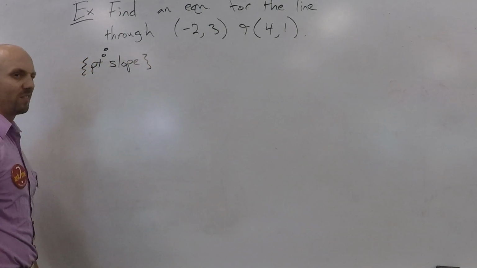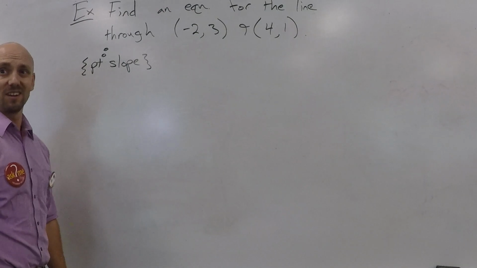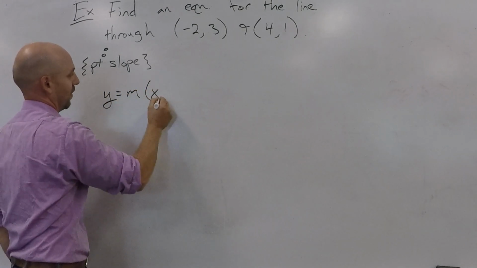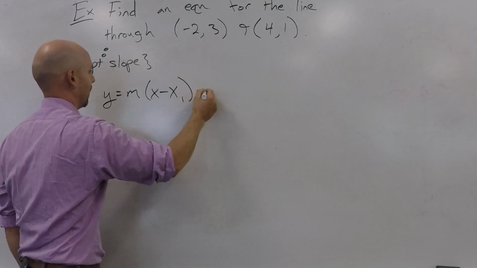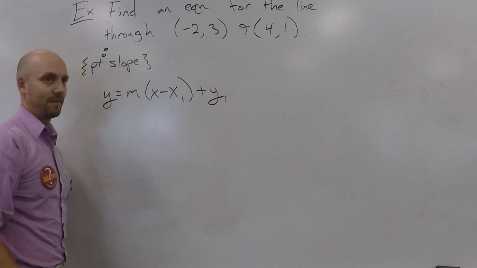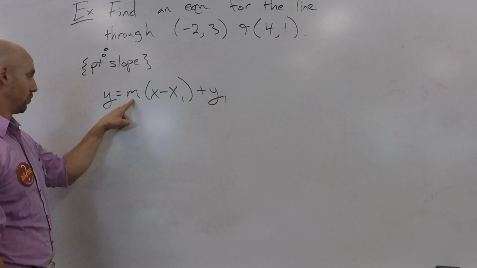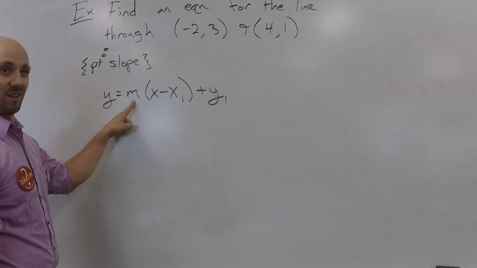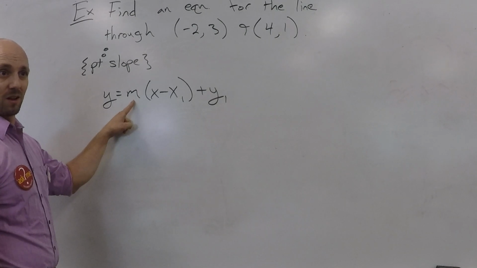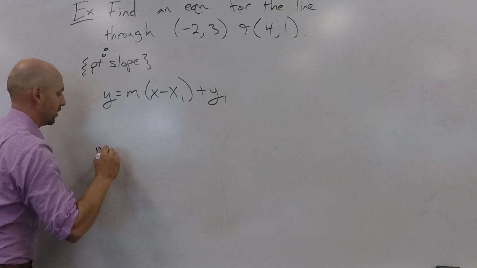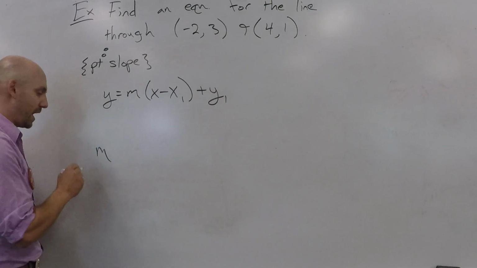Okay, what did point slope form look like again? y equals m times x minus x1, plus y1. Like this? Yeah. Okay. What else? Where are you going to get m from? You're going to get the difference in y over the difference in x to determine it. So first things first, I need m, right?